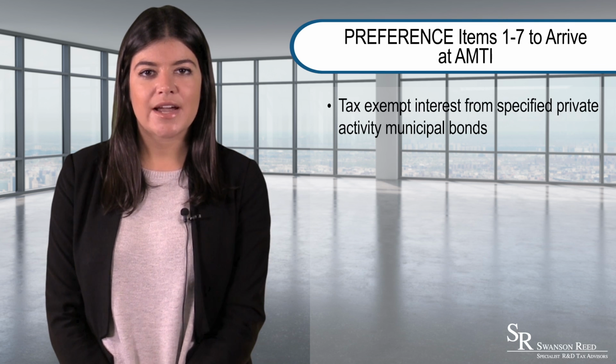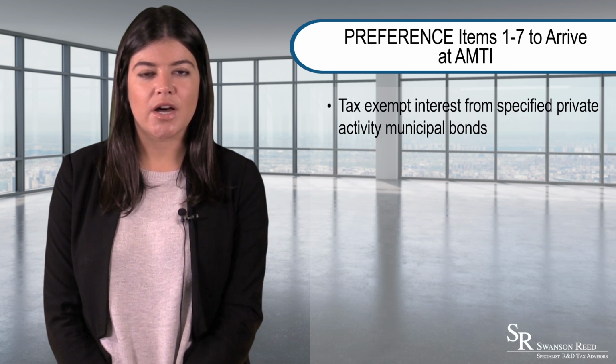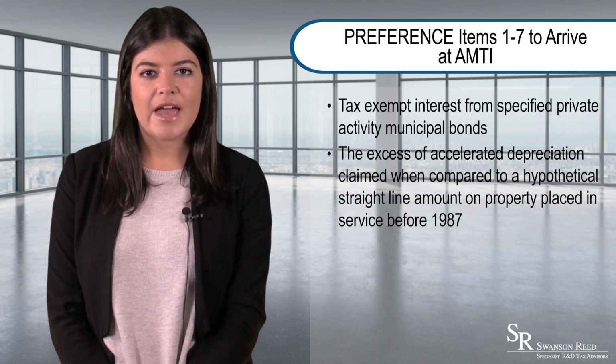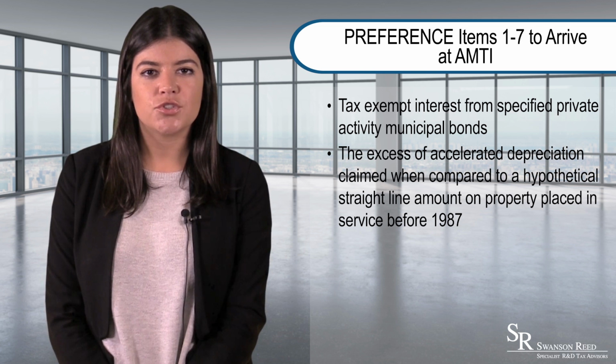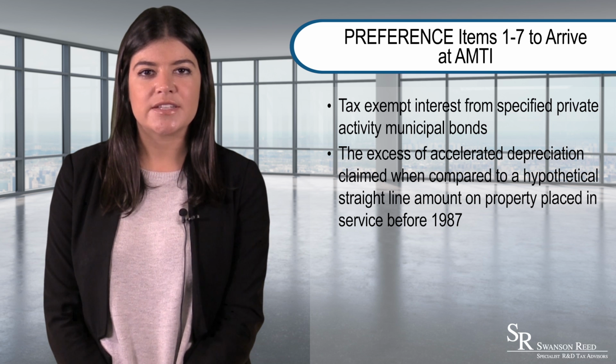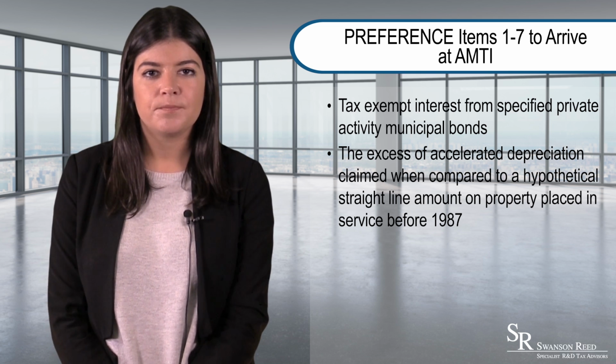Add the preference items 1 through 7 to arrive at AMTI. 1. Tax-exempt interest from specified private activity municipal bonds. 2. The excess of accelerated depreciation claimed when compared to the hypothetical straight-line amount on property placed in service before 1987.